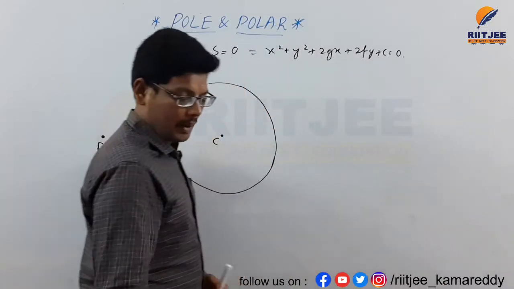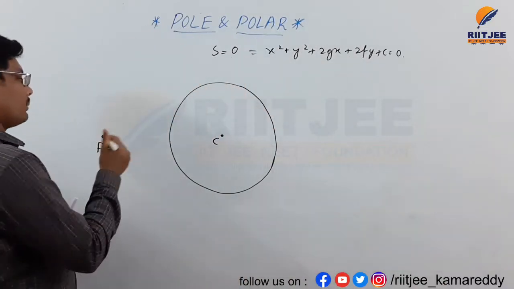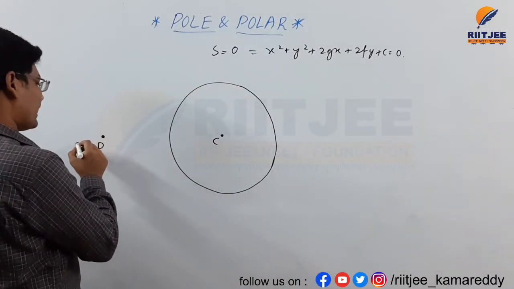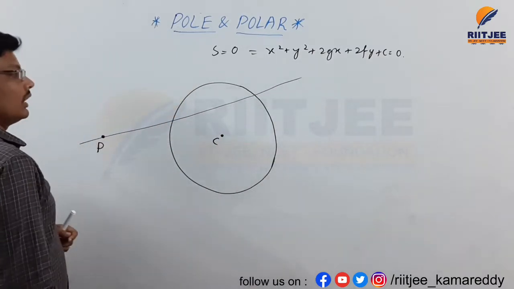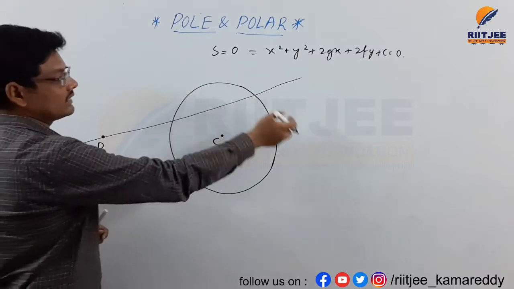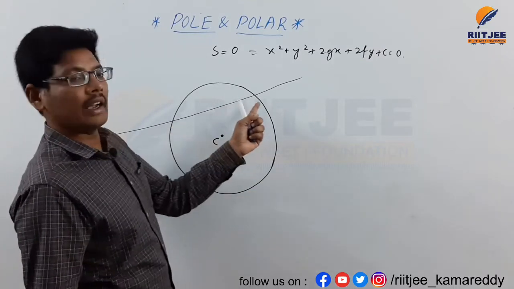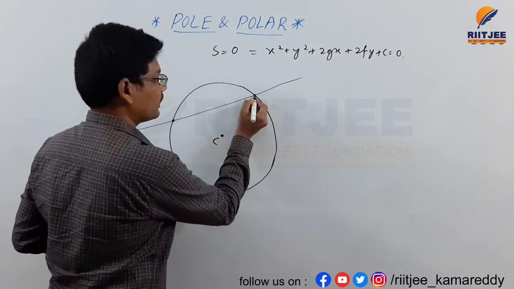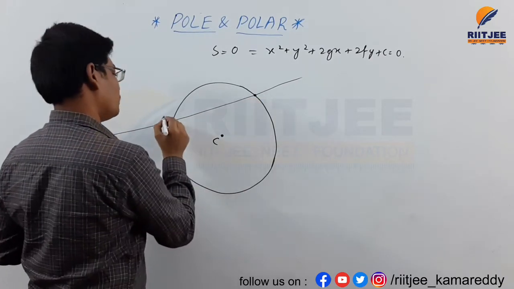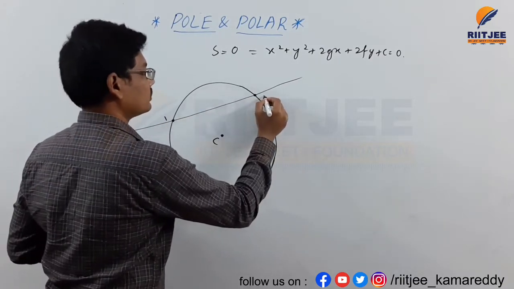First of all, I am drawing here one secant line. This is one secant line, and this secant line intersects the circle at 2 points. This is point 1 and point 2.